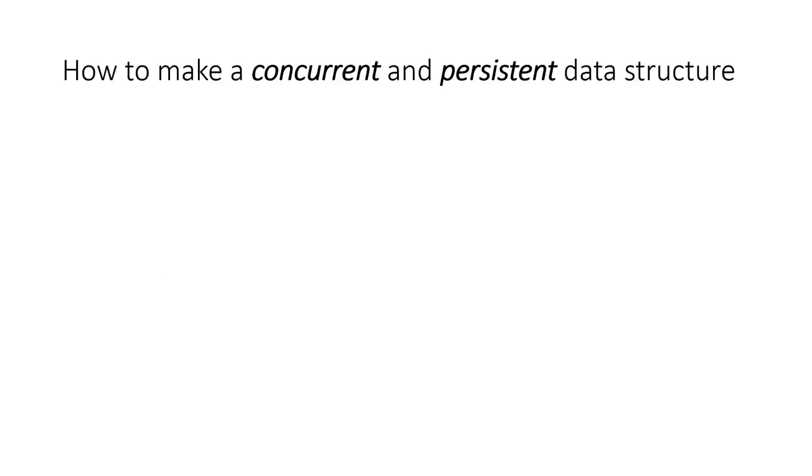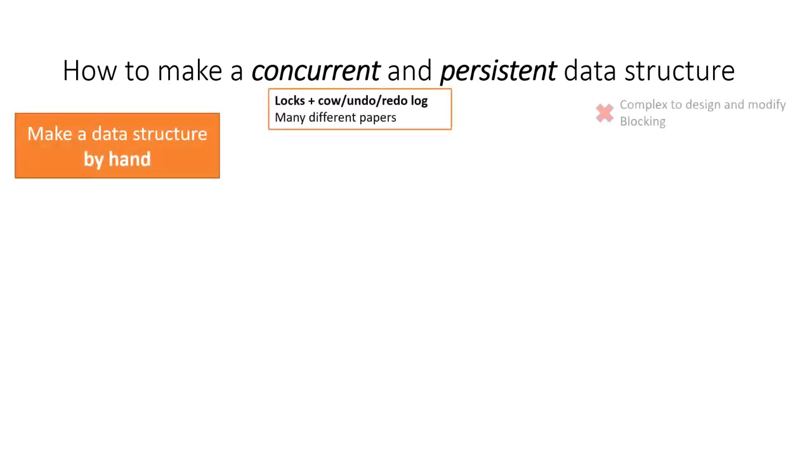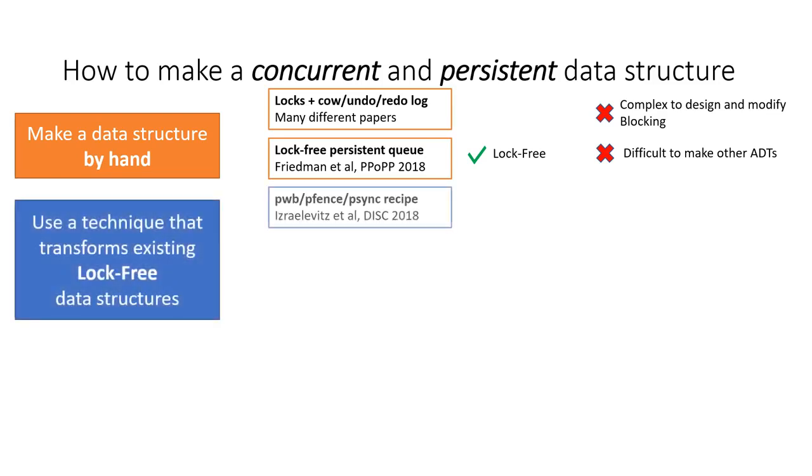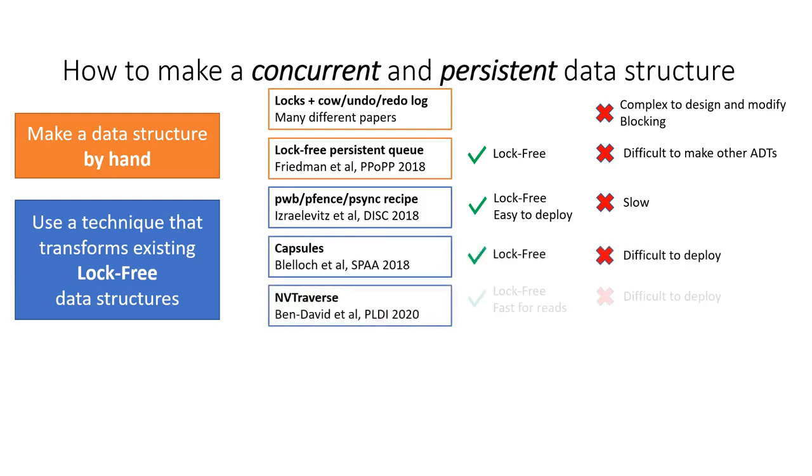When the goal is to obtain a data structure that is concurrent and persistent, there are three main roads to get you there. We can make a data structure by hand. This typically is complex and requires one data structure, one academic paper. Or we can apply a kind of recipe to an existing lock-free data structure. There are several different such recipes. Some are easier to apply than others, but they all require the pre-existing lock-free data structure.